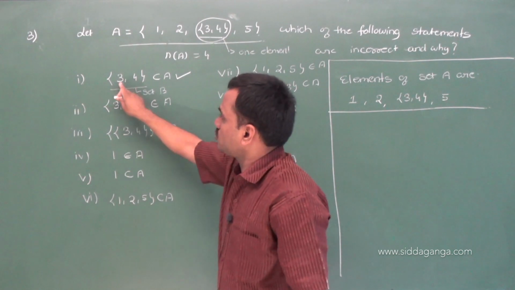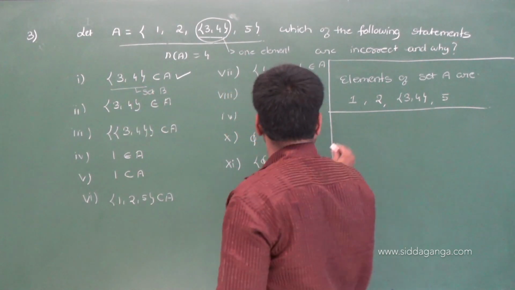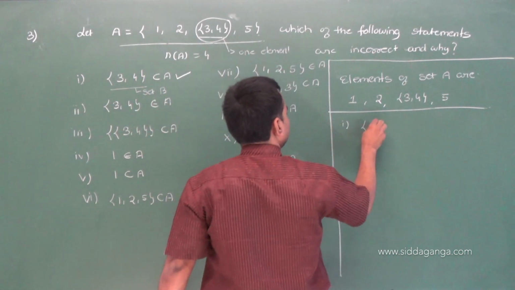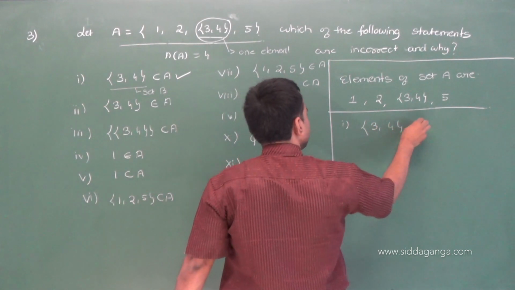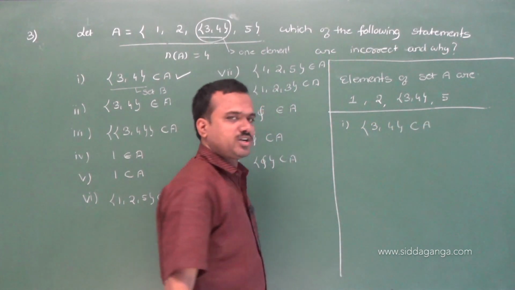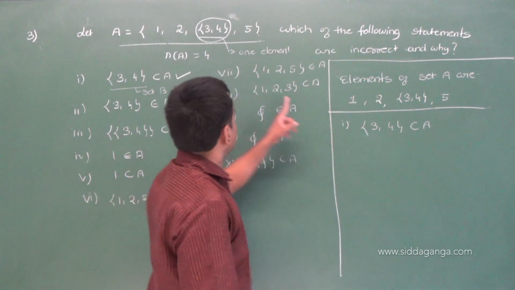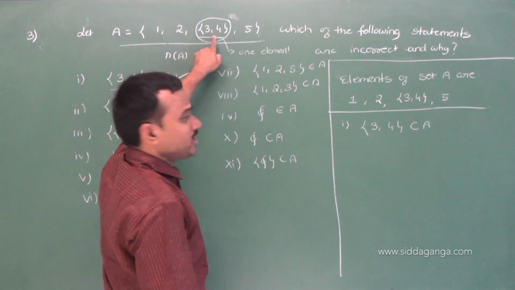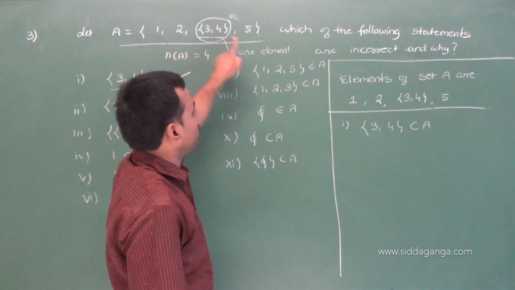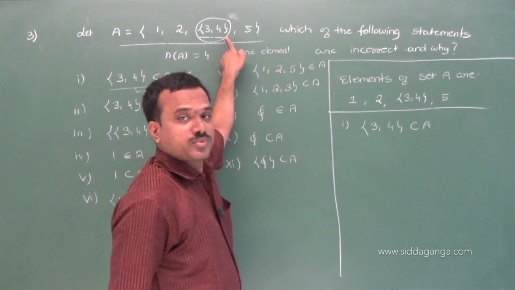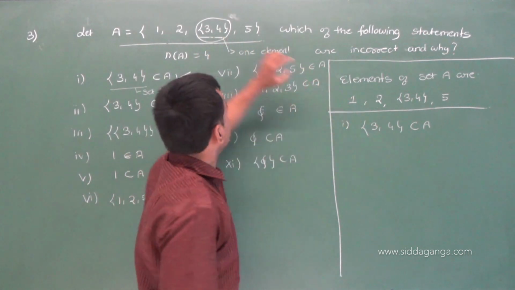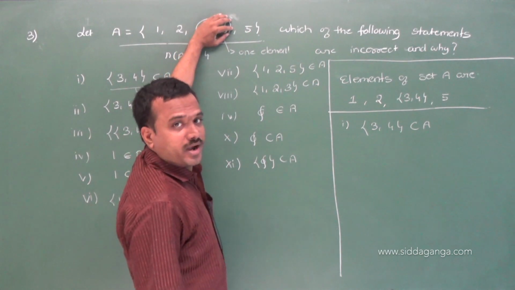Okay. These two are two elements. Observe the first question: {3, 4} is a subset of A. Is it correct or incorrect? So is 3 present here? No. This is one element. We cannot say 3, 4, these two are the same. These are two elements. This complete one is one element.